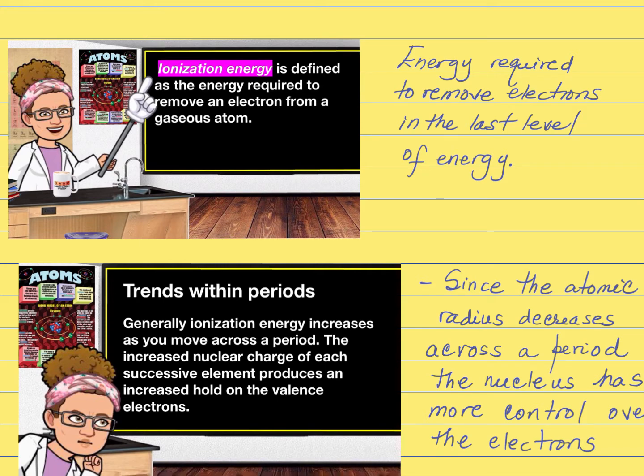And according to your book, the ionization energy is defined as the energy required to remove an electron from the gaseous atom. What does that mean? I don't know, very confusing for me. Ionization energy is the energy required to remove electrons that are located in the last level of energy. So energy is needed just to remove those electrons in the last level of energy.